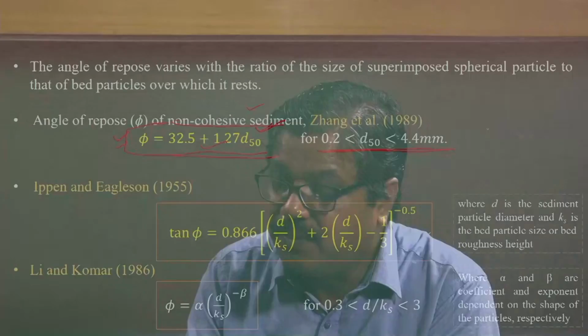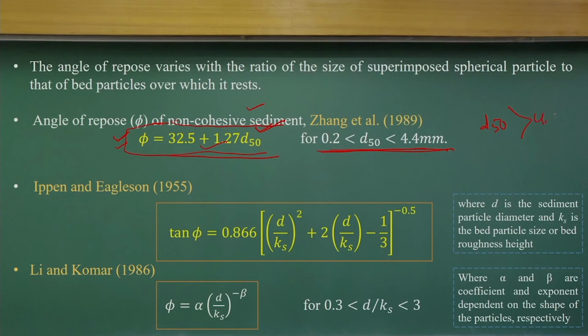Whenever you apply empirical equations, look at the validity range, because the equation is established for that range. So please do not use this equation for d50 beyond 4.4 mm, because it is not valid for that. Empirical equations are developed for a certain range of data, and that is what we should check before applying an equation. In the same way, we can have more details for determining this angle of repose. So please go through the books on fluvial hydrodynamics or these materials to look at these empirical equations.